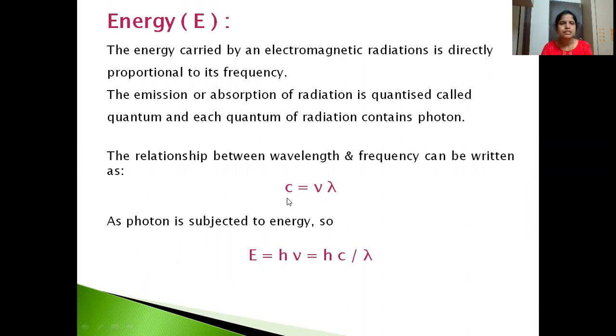Already we have seen c is equal to nu lambda. From this, nu will be equal to c by lambda. If we substitute the nu value here, the expression becomes hc by lambda. So E is equal to h nu, or we can write it as hc by lambda.